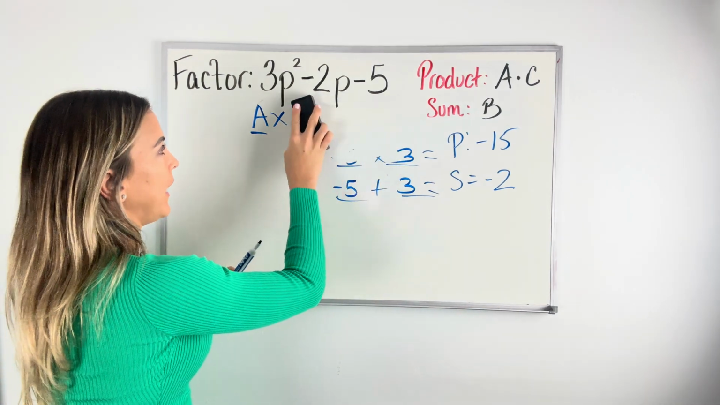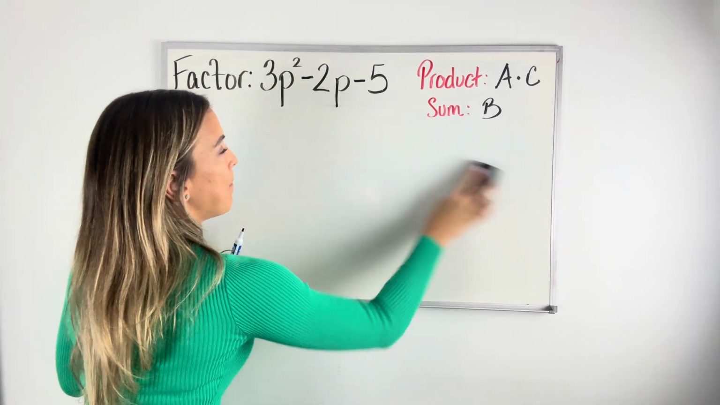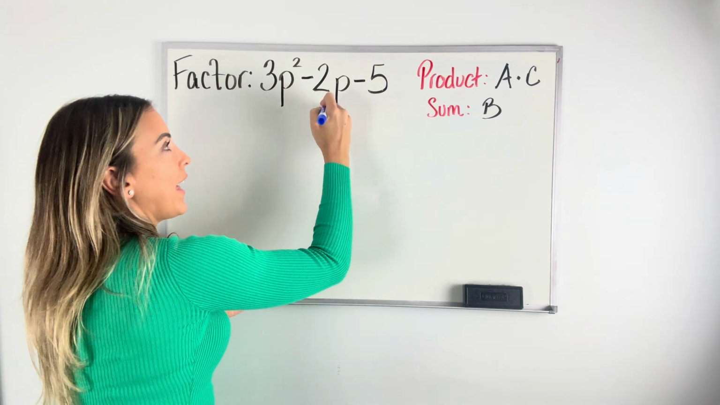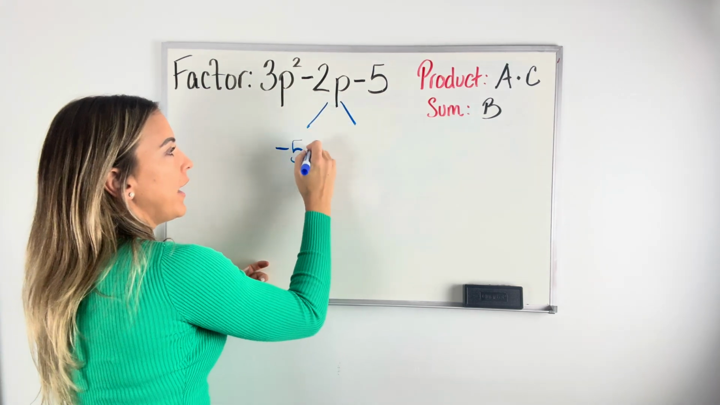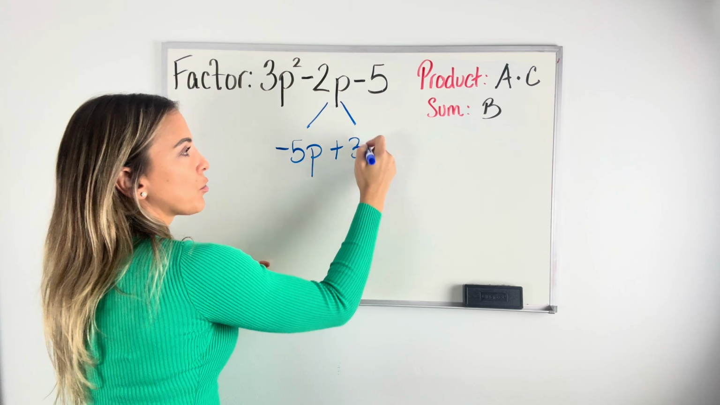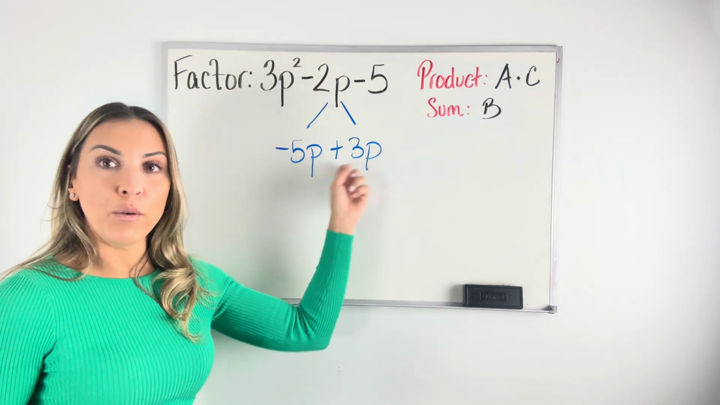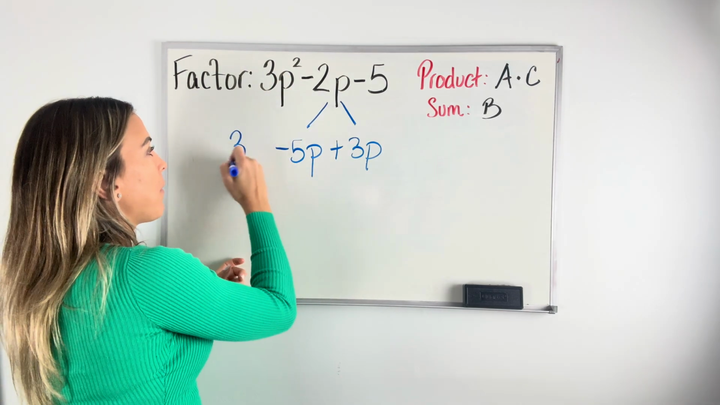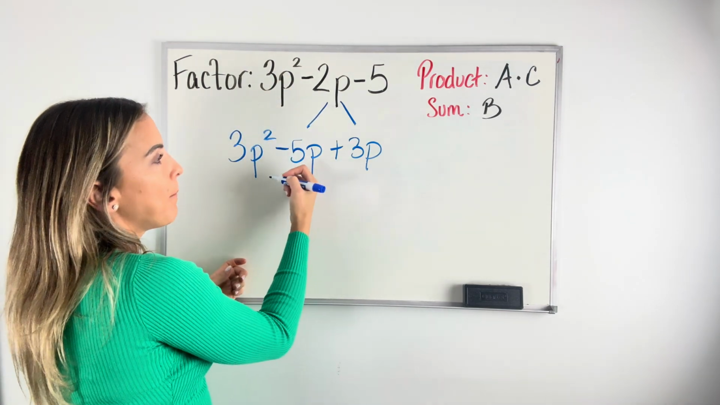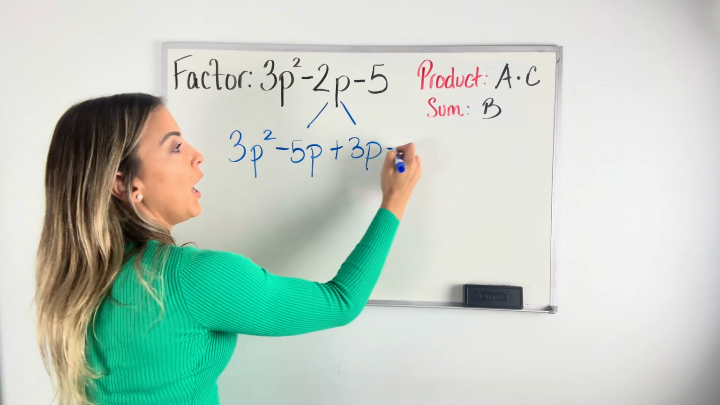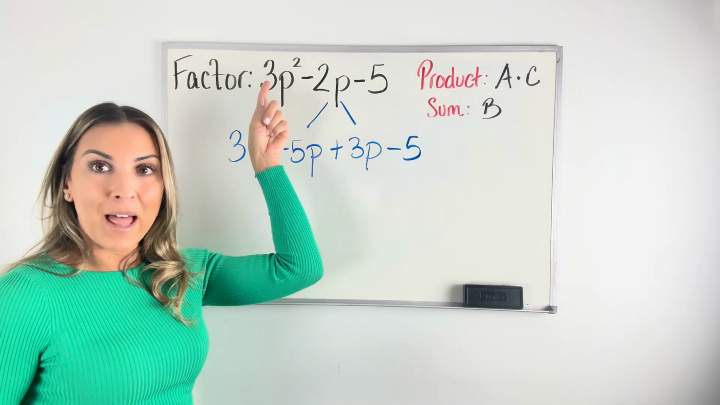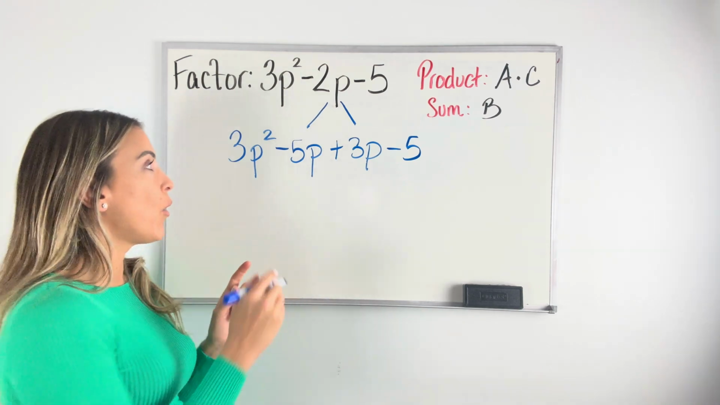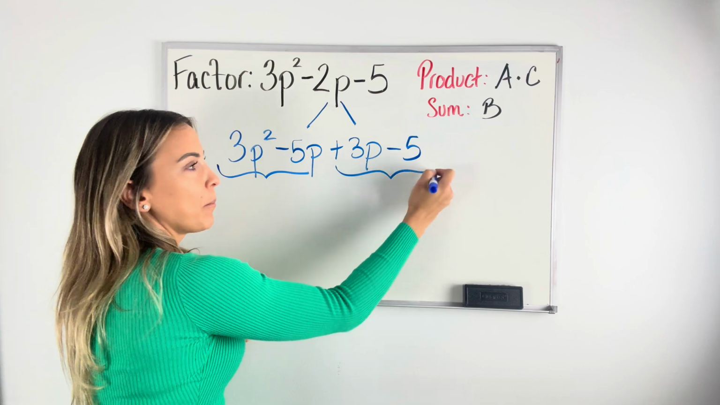What I'm going to do now is take this middle term and split it and rewrite it as the sum of -5p plus 3p. I'm allowed to do that because the value of this expression is still -2p, so I didn't change anything. I'm going to bring down my first and last term. So 3p squared minus 5p plus 3p minus 5 is the same as the expression that I started with. I'm just rewriting it differently. Why? Because now I can factor by grouping.